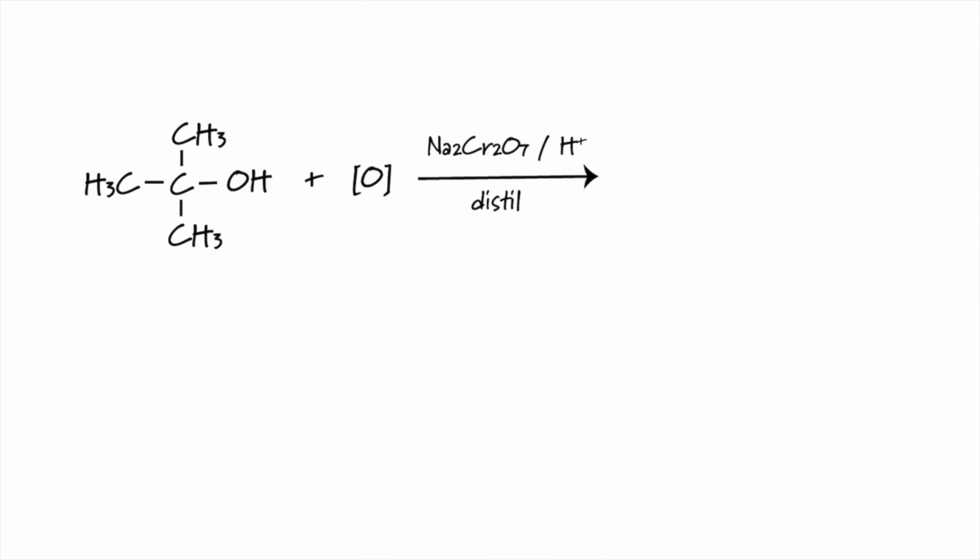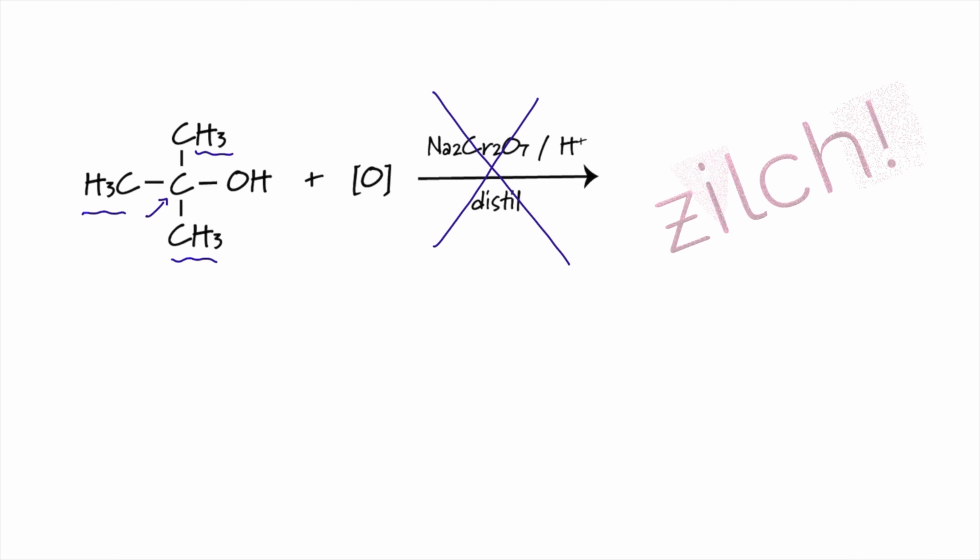Tertiary alcohols cannot be oxidized because the carbon that the hydroxyl group is bonded to is bonded to three alkyl groups. There's no carbon-hydrogen bond to break. So I can reflux this for as long as I like with whichever oxidizing agent I like, but nothing is going to happen. We are going to make precisely zilch.